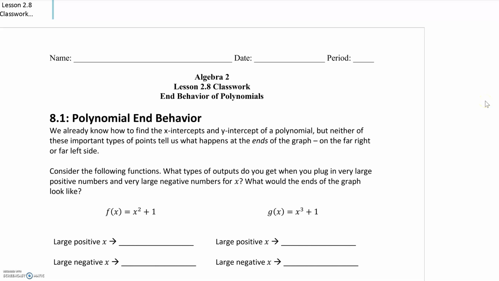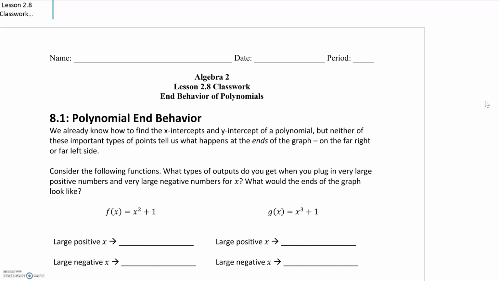All right, today we're going to look at the end behavior of polynomials. What we've done thus far has given us x-intercepts, y-intercepts, things that happen close to one of the two axes. Today we're going to look at what happens when you get very far away from the origin.